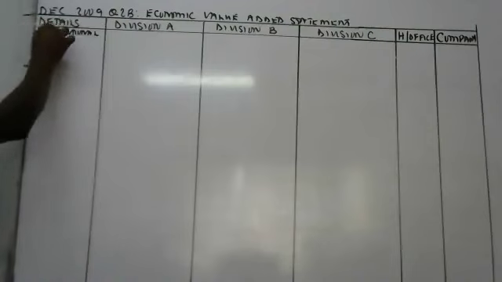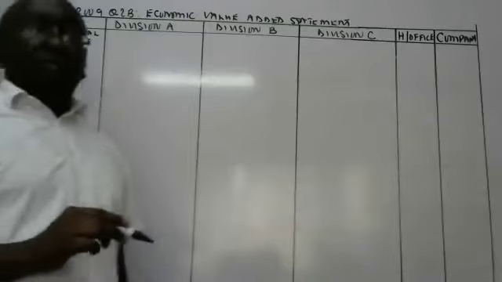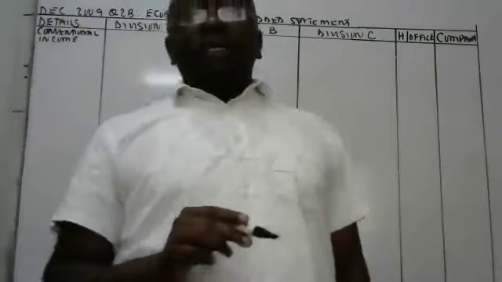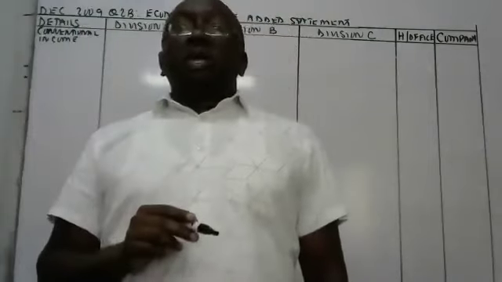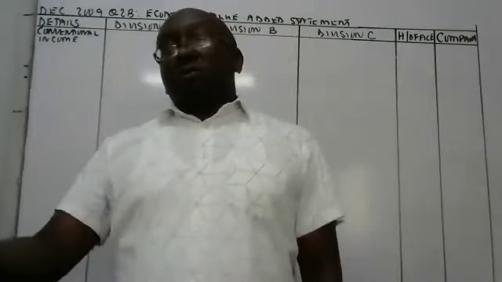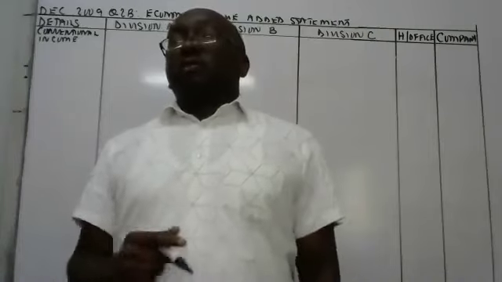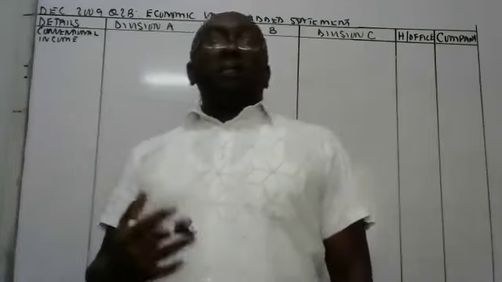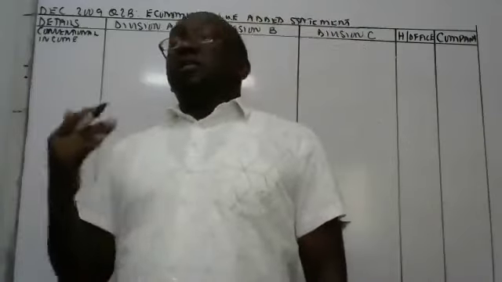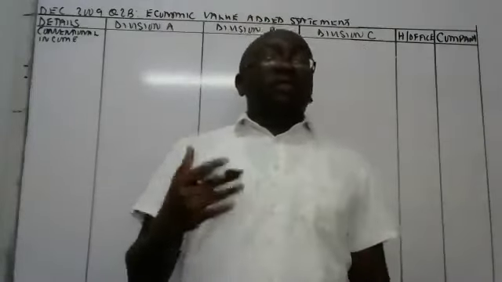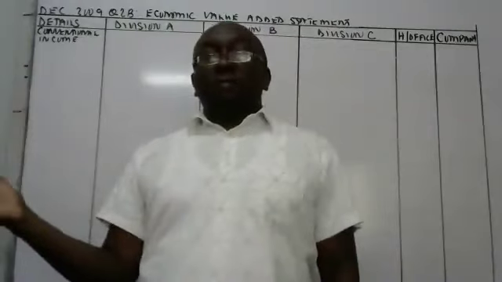Okay, so we always start with what we call conventional income. When you see something described using the word conventional, it simply means the usual or the traditional. So conventional income is the profit that we normally get from the financial statement when you're doing financial reporting.